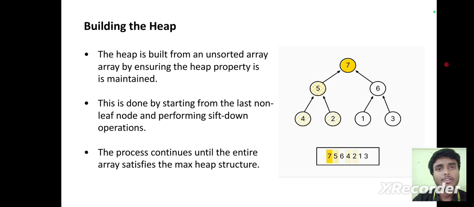Building the heap. The heap is built from an unsorted array by ensuring the heap property is maintained. This is done by starting from the last non-leaf node and performing shift down operations. The process continues until the entire array satisfies the max heap structure. This diagrammatic representation shows how we build the heap.